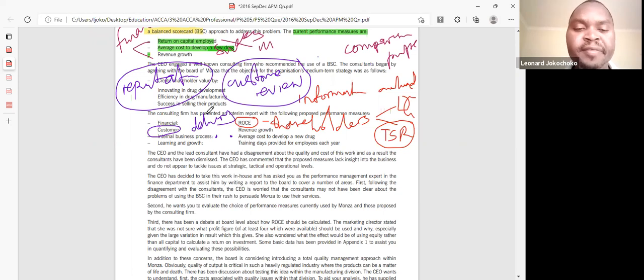The last perspective we have here is the learning and growth perspective. What are we measuring? Under the learning and growth perspective, we want to see how prepared the company is for the future. That is our primary purpose. So from the learning and growth perspective, we want to see how the company is prepared for the future.